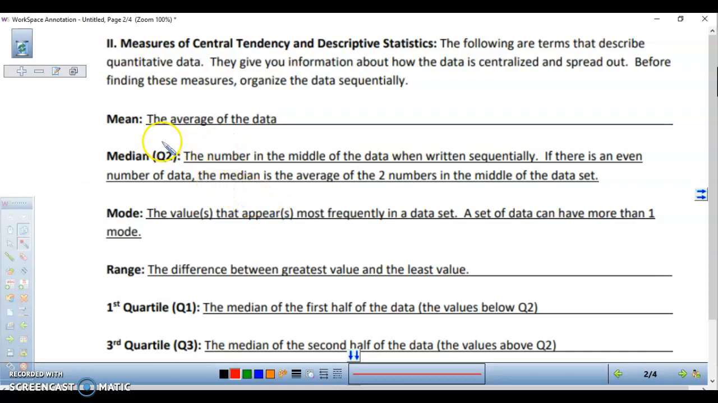So first, the mean. The mean is just the average of the data, right? Remember, this is all quantitative, so numbers. So to find the average, you just add up all the data values.